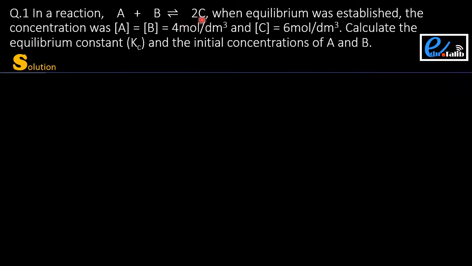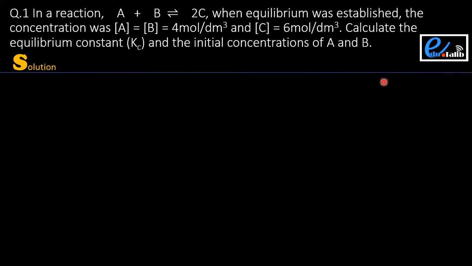The first question we have to discuss about the equilibrium constant is: in a reaction A plus B giving you 2C, when equilibrium was established, the concentration of A and B is equal to 4 mole per dm cube and C is 6 moles per dm cube. Calculate the equilibrium constant, that is Kc, and the initial concentration of A and B. So in this question, we have to calculate the initial concentration of both the reactants, A and B.